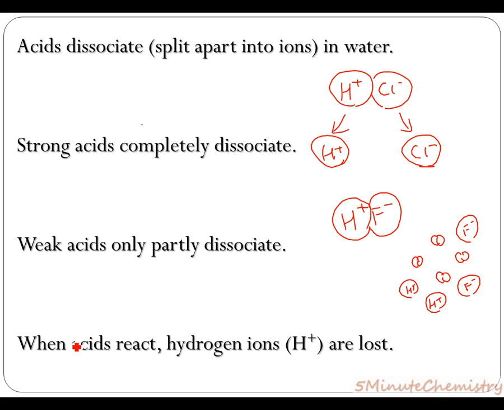Now, with this in mind, be aware that when acids react, the hydrogen ions are lost. So, for example, HCl reacting with zinc metal is going to form a reaction where H2 is formed and zinc chloride joins. So the hydrogen ions are what's lost in acid reactions.